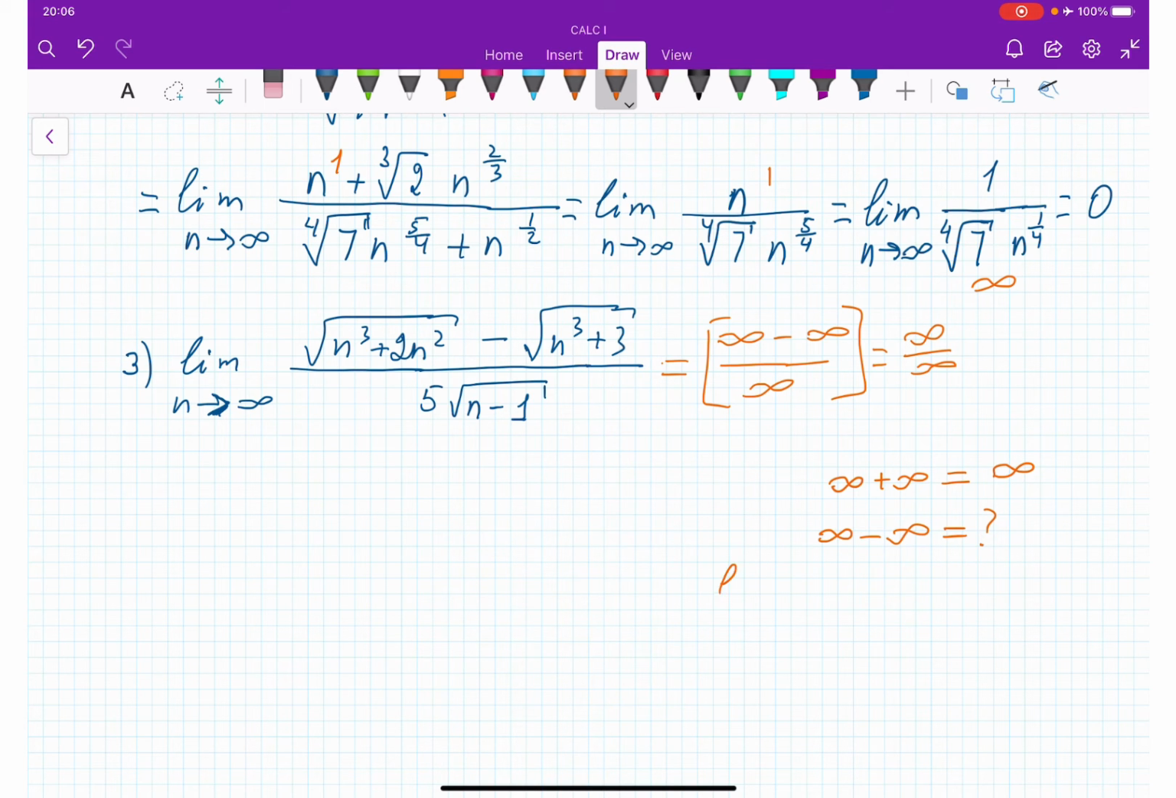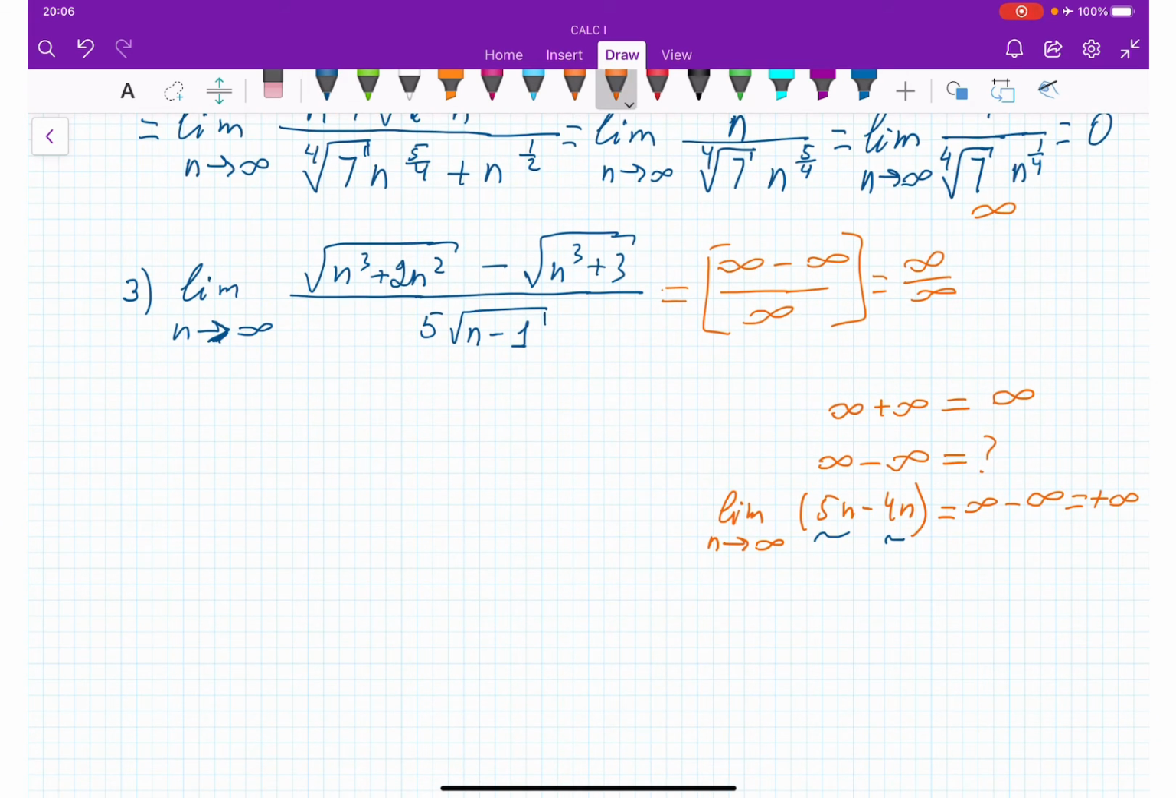Let's take an example. If I take the limit as n approaches infinity of 5n minus 4n, it's going to be infinity minus infinity and equal to positive infinity. Why? Because 5 times n is greater than 4 times n. Therefore, we will end up with positive infinity. If I write down the limit as n approaches infinity, switching positions, 4n minus 5n, it's going to be infinity minus infinity, and we are getting negative infinity because 4 times infinity minus 5 times infinity.